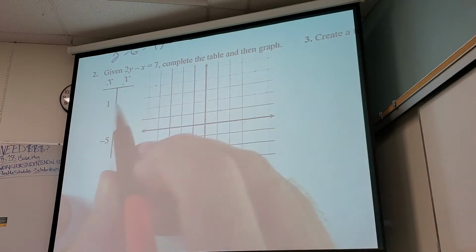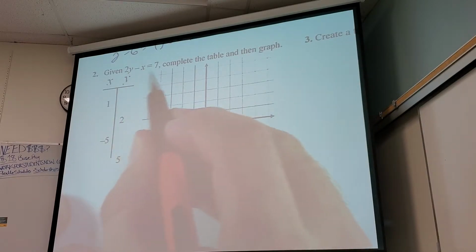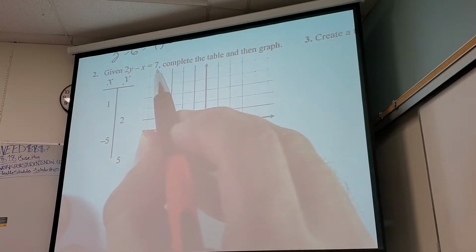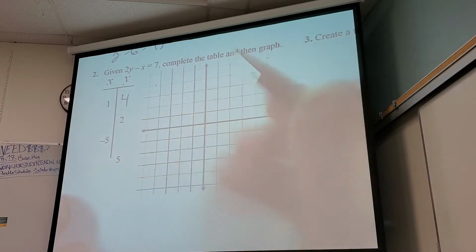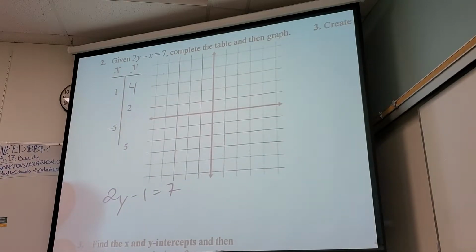Now this guy was just plugging in some values, right? When you plug a 1 in, 2y minus 1, so you add the 1, divide by 2, you should get 4. Is that all right? So it'll be 2y minus 1 equals 7, and then you just have to solve that.